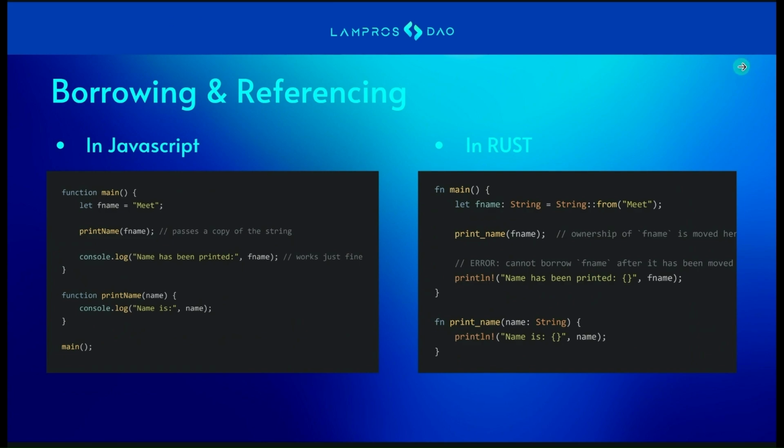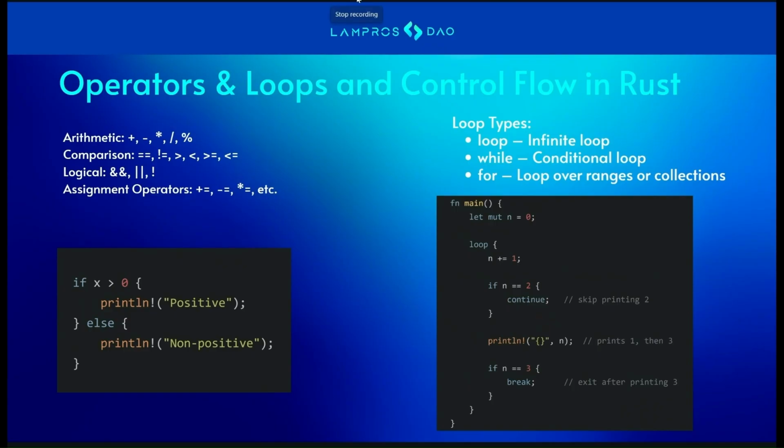So, moving to the next concepts: operators, loops, and flow control in Rust. These are the operators in Rust, just like in other programming languages: plus, minus, modulo, and everything. And these three are the loop types: loop, while, and for. Make sure that if you are using the loop keyword, then you have to use the break keyword to break the loop, because loop is an infinite loop in Rust, and while is a conditional loop. While and for loops are the same as in other programming languages.